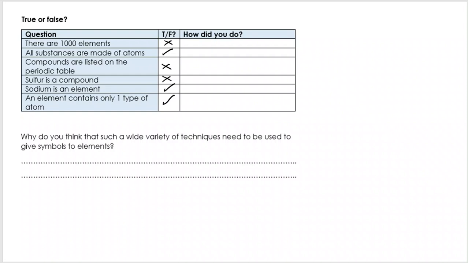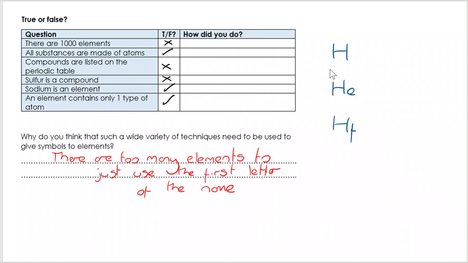And then we've got this question down at the bottom. Why do we use such a wide variety of techniques to give symbols to elements? Well, if you look at some of them, hydrogen has H, but I couldn't give helium H because that's already been used. So in the case of helium, we used the first and the second letter. You will notice first letter always a capital, second lowercase.